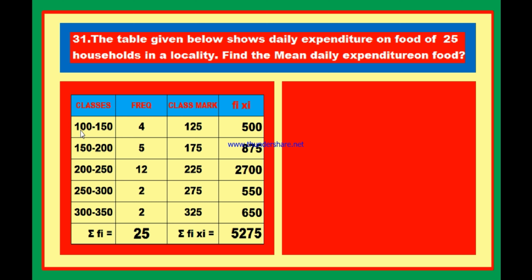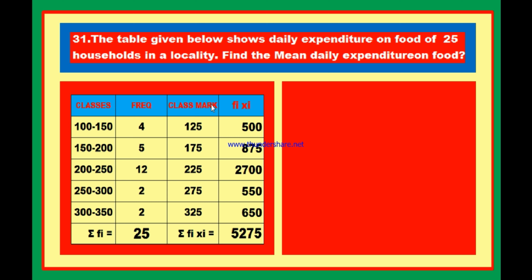The class 100 to 150 has frequency 4, 150 to 200 has frequency 5, 200 to 250 has frequency 12, 250 to 300 has frequency 2, 300 to 350 has frequency again 2. This is the table given in the question. Now in order to find the arithmetic mean, there are three procedures. As these frequencies are simple, we adopt the direct method to find the arithmetic mean.